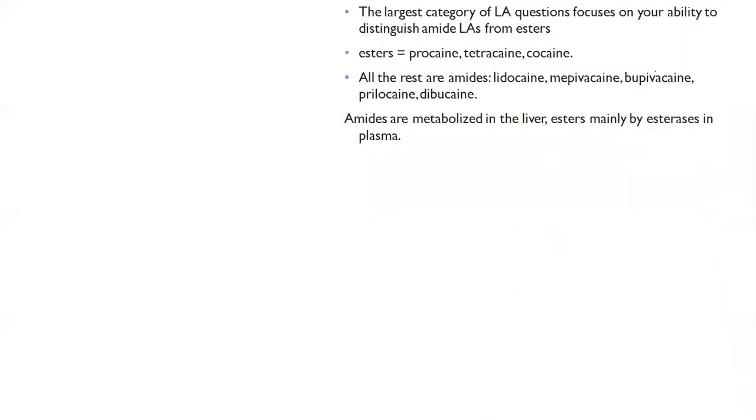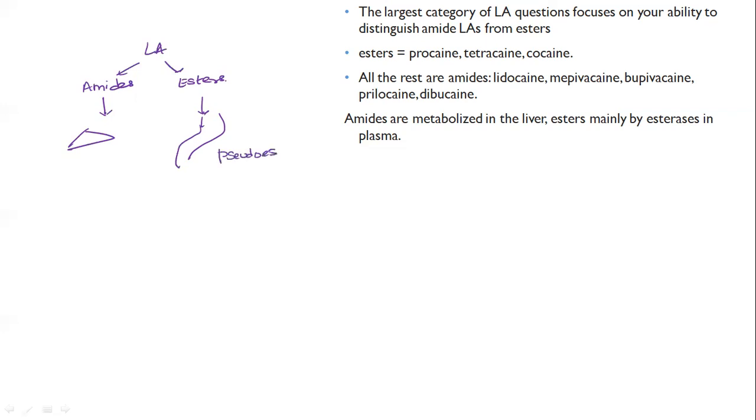So the largest category of questions that come from LA mainly focuses on the ability to distinguish between amide LAs from esters, okay? So we have LAs that are amides and we have esters. Let me write it down for you. So we have amides. We also have esters, okay? And amides are always metabolized in the liver, whereas esters are metabolized in the blood plasma with the help of an enzyme that is called pseudoesterase. This is very important to know, where they are metabolized.